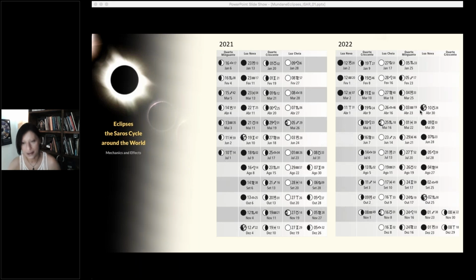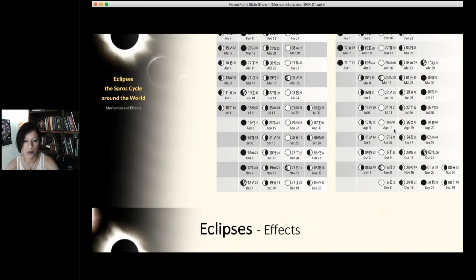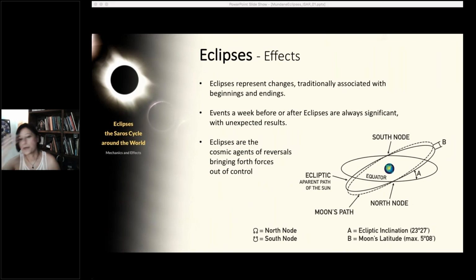So that's very interesting. So keep in mind that every 1.5 years, all of the eclipses are going to happen in this axis. So what are the effects of an eclipse? Well, it seems that we skipped one. Oh, here. The eclipses usually represent changes traditionally associated with beginnings and endings. The events that occur a week before or a week after the eclipses are always significant, so pay attention to the events occurring close to the eclipses, and they have unexpected results.